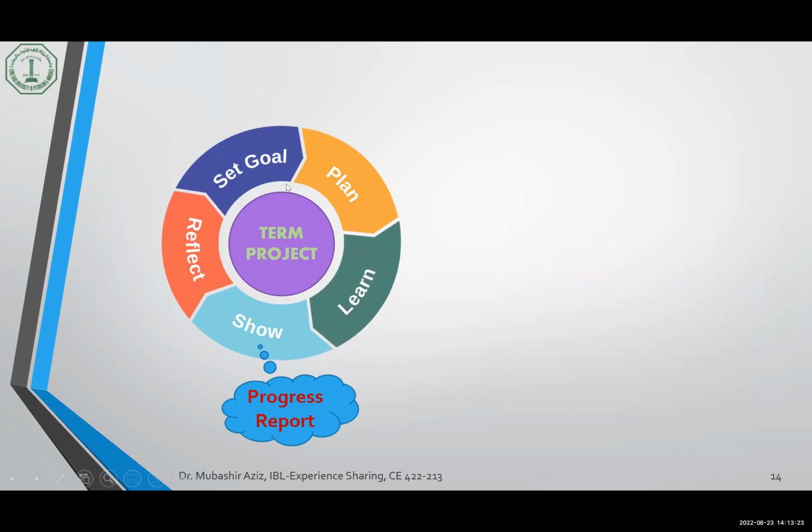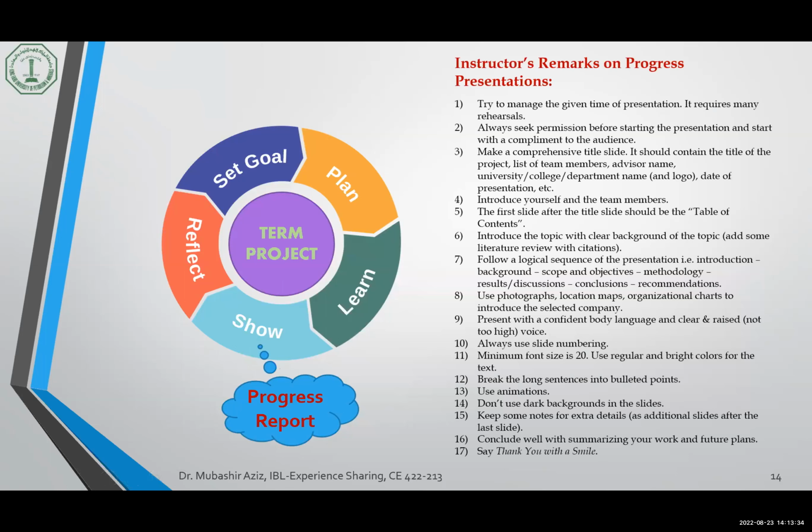Definitely, they had to set their goals, they had to set their plans, and they had to learn from that. Once they showed me the progress presentations and progress reports, there were a lot of things which I observed, and I would strongly recommend to my colleagues listening to me that you always give students a chance to improve, because if you make your assessments once and for all, then students don't get the motivation to improve themselves.